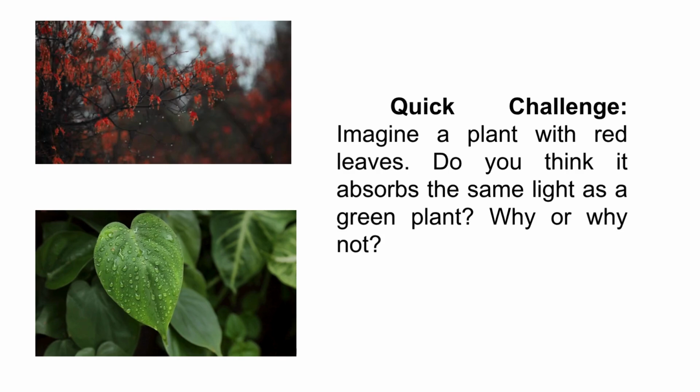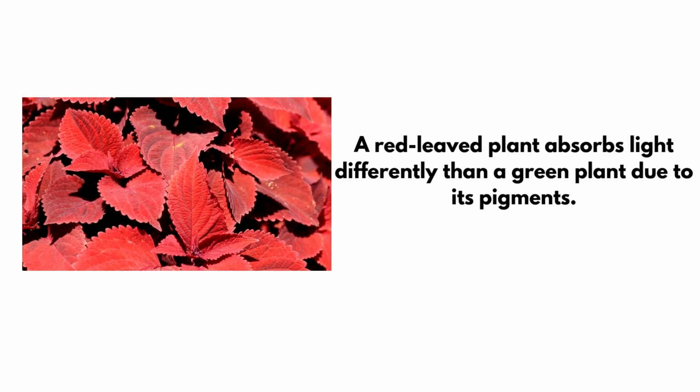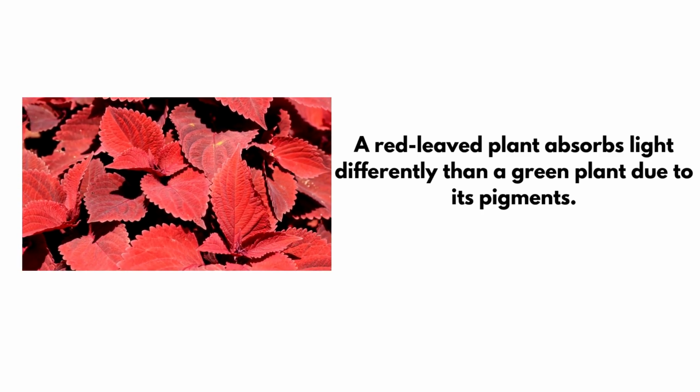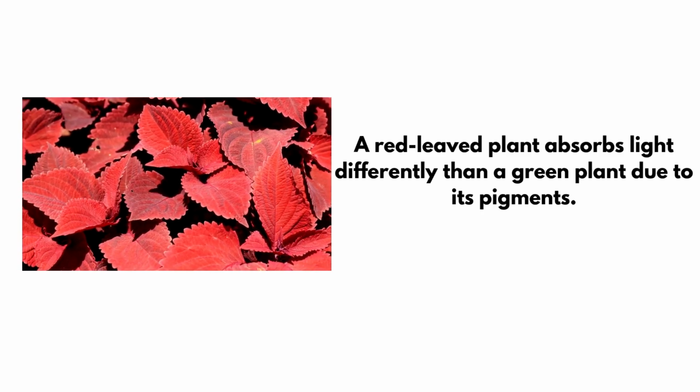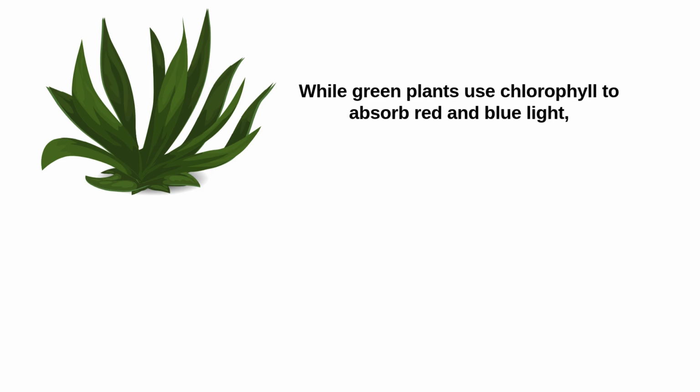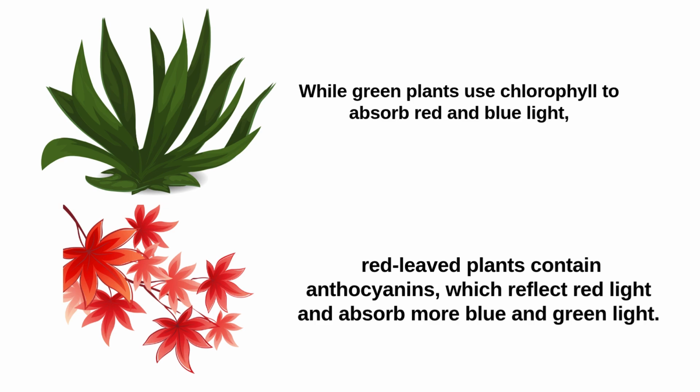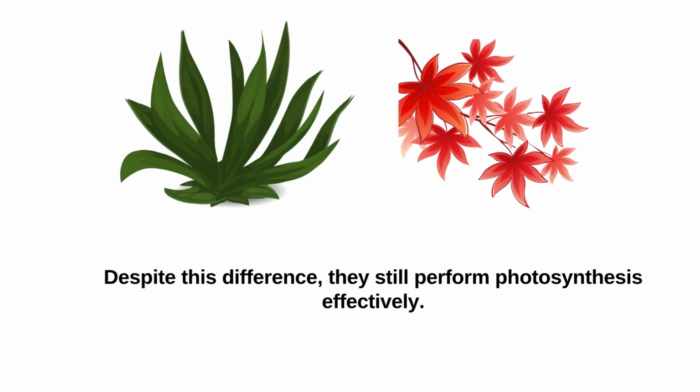Imagine a plant with red leaves. Do you think it absorbs light the same way as a green plant? Why or why not? Red leaf plants absorb light differently due to their pigments, while green plants primarily absorb red and blue light using chlorophyll. Red leaf plants contain anthocyanins, which reflect red light and absorb more blue and green light. However, they still perform photosynthesis effectively.